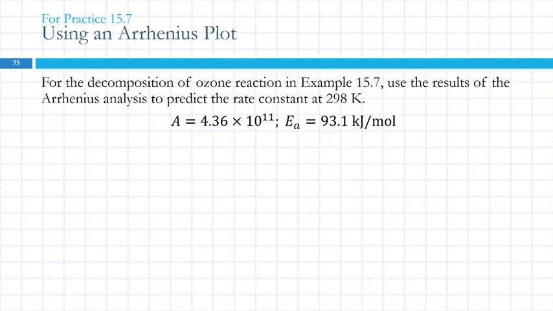So for that same example, use the results to predict the rate constant at 298 Kelvin. And I put this in here so that we don't have to try to remember and go back. So we're going to use the Arrhenius equation. So K is equal to A times e to the negative EA over RT. We've got A and EA that we calculated before, and this is T.